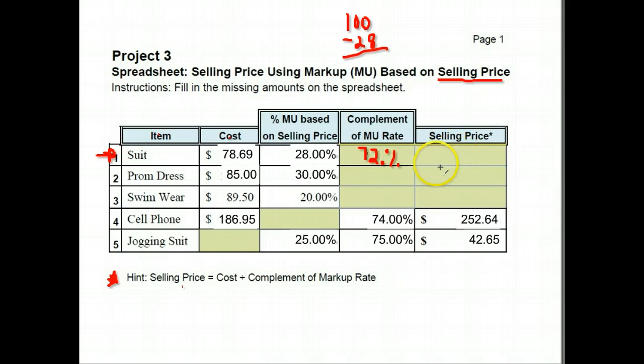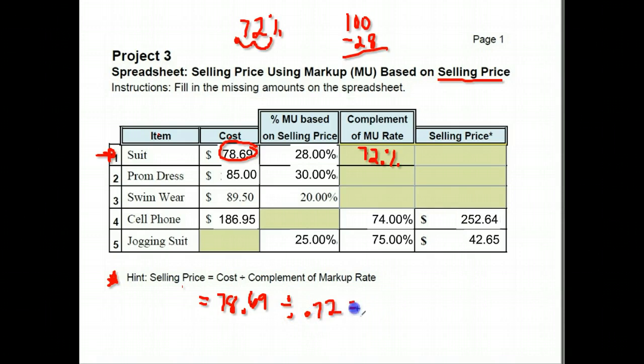Then we have to calculate the selling price. We're going to use our formula. Our formula said that our selling price is the cost. In this case, our cost was $78.69, divided by the complement of our markup rate. That was 72%, but remember, you have to change your percent to a decimal before calculating. So you would take that 72% and move the decimal 2 places to the left. So we're going to be dividing by 0.72. So we take $78.69 divided by 0.72, and we get $109.29, and I would just type that in right here.